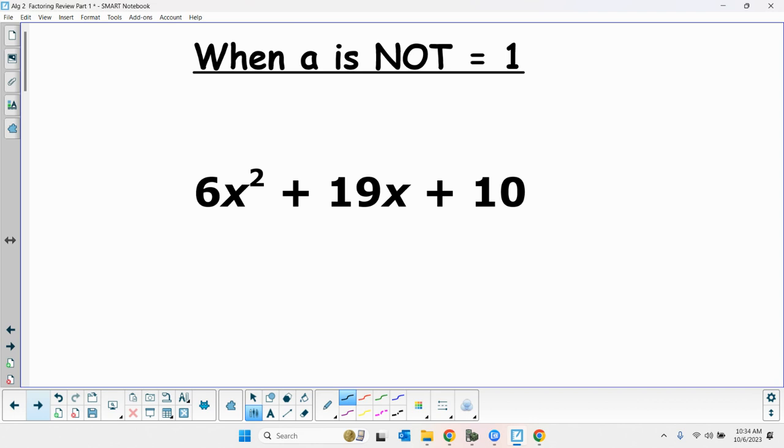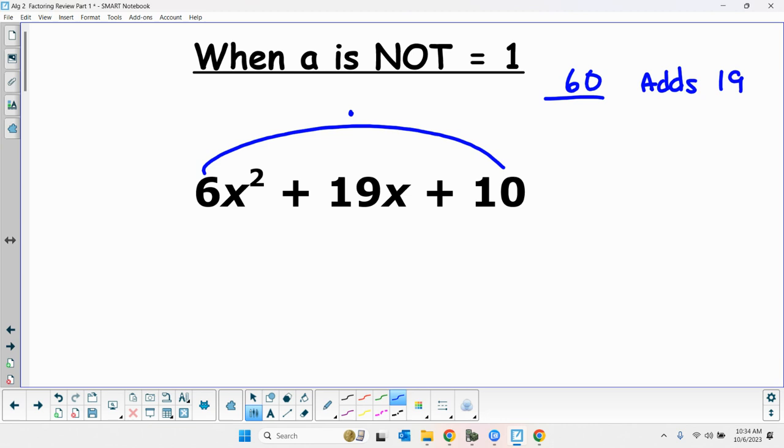Here's what I do. First of all, I check and make sure there's no GCF. There's no number that goes into all three of them, is there? And there's not an X in the last one, so there's no letter in all three of them either. So what I do then is I take the A value and multiply it by the C value, and I get 60. And I do the same thing I've been doing: multiplies to 60, adds to 19. So what times what is 60, but adds to 19?